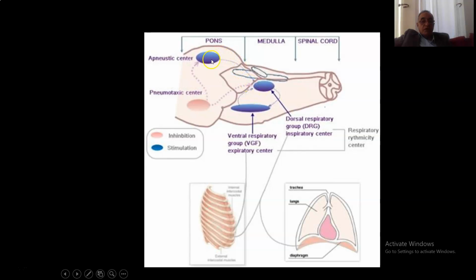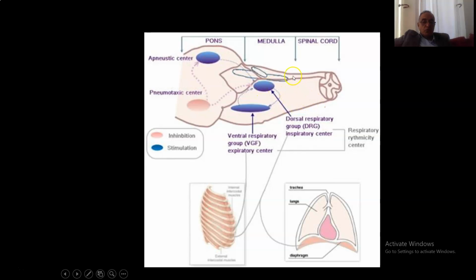In the pons, we find a very, very important center, the apneustic center, which consists of a group of visceral nuclei, and they are important in producing stimulation of the dorsal respiratory group, and less important, the pneumotaxic center producing inhibition of the dorsal respiratory group.